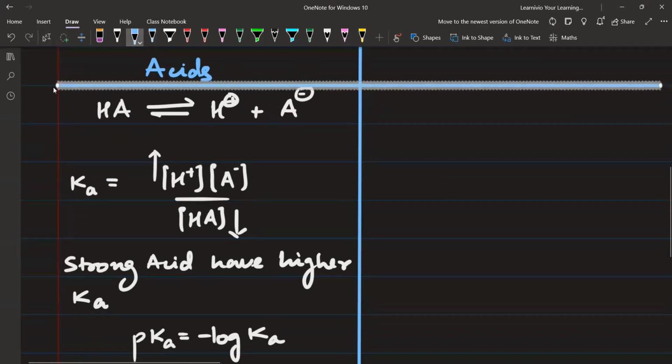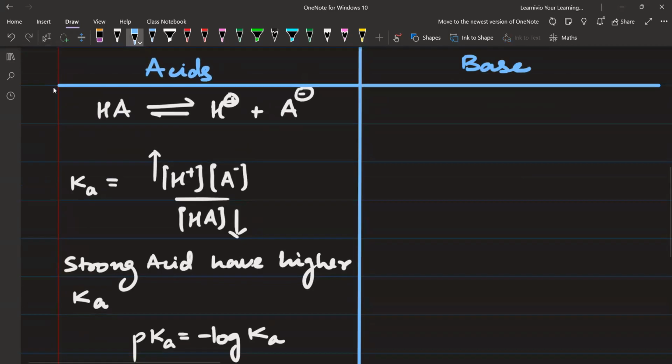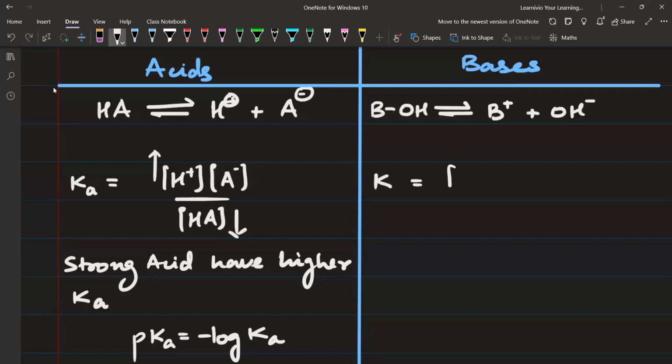See, for bases, you will write base as BOH in equilibrium with B positive and OH negative. So the dissociation constant for base will be equal to the concentration of B positive multiplied by the concentration of OH negative divided by the concentration of BOH. Since it is the dissociation constant of base, I will write Kb, and this is denoted by Kb.